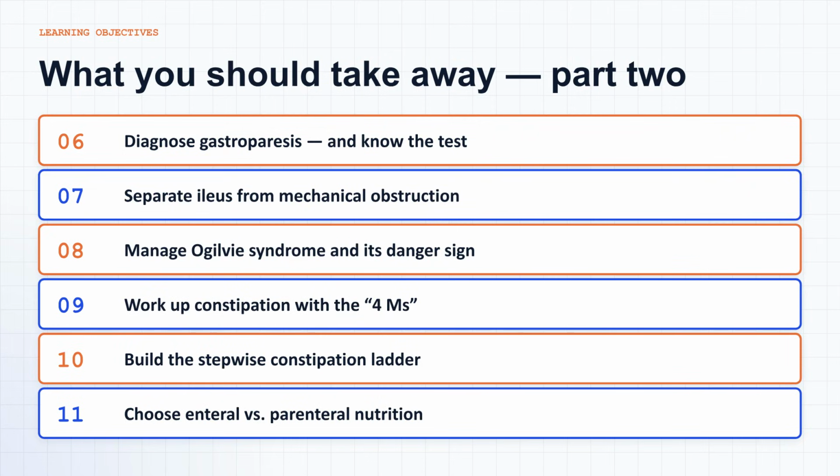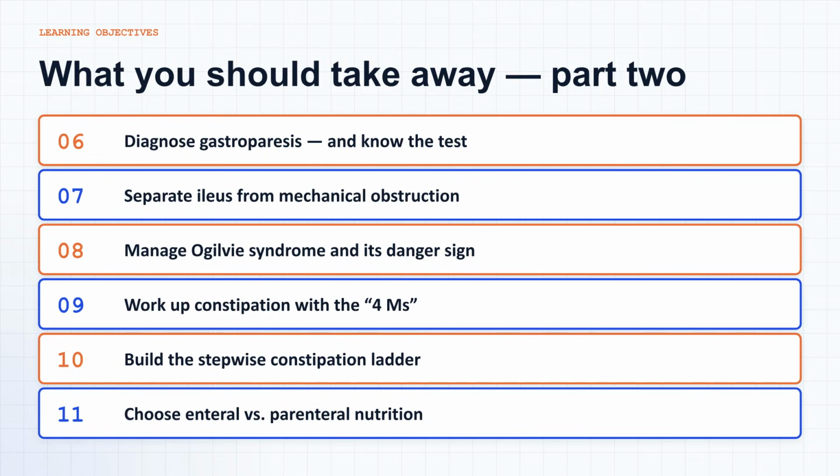Seventh, separate a paralytic ileus from a true mechanical obstruction. Eighth, manage Ogilvie syndrome and recognize the cecal diameter that means danger. Ninth, work up constipation using the Rome 4 definition and the 4M framework for secondary causes. Tenth, build the stepwise constipation ladder from fluid and fiber all the way to the newer secretagogues.